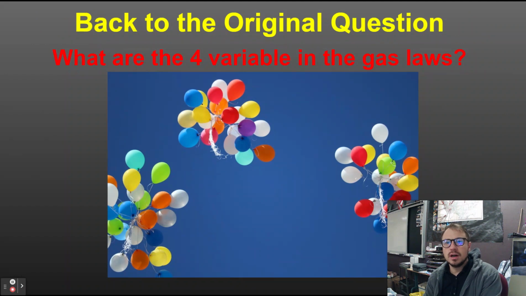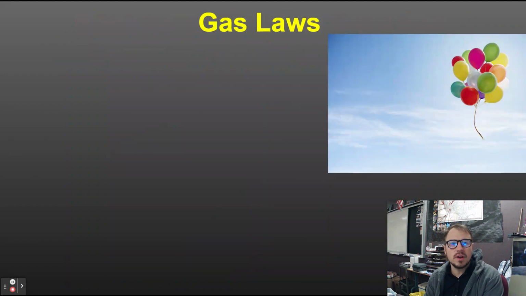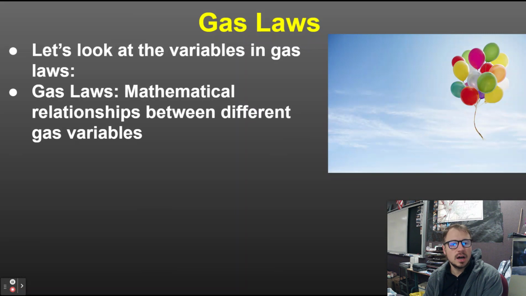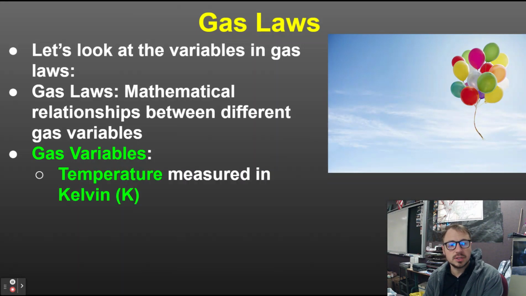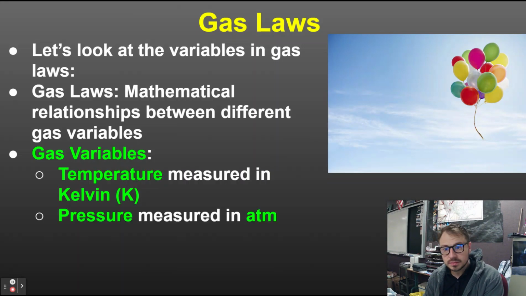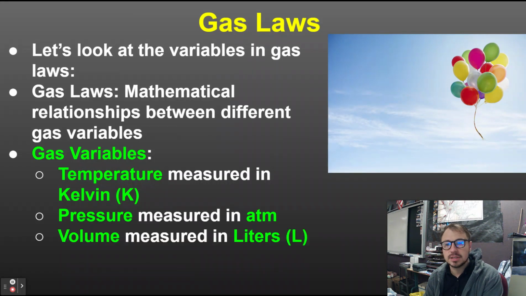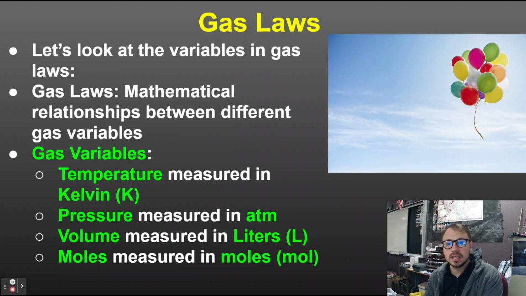All right, so the question is, what are the 4 variables in the gas laws? So let's just take a look at what gas laws are. Well, they're a mathematical relationship between different gas variables. So the variables in the gas laws are temperature, which we measure in Kelvin, pressure, which is measured in atmospheres, volume, which is measured in liters, and moles, which is measured in moles.